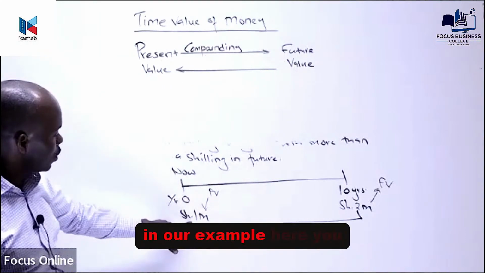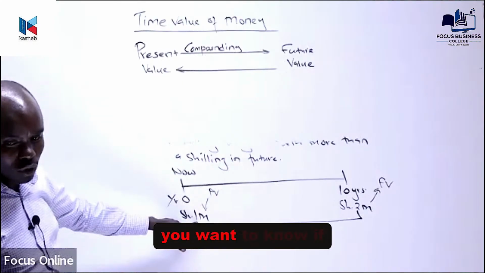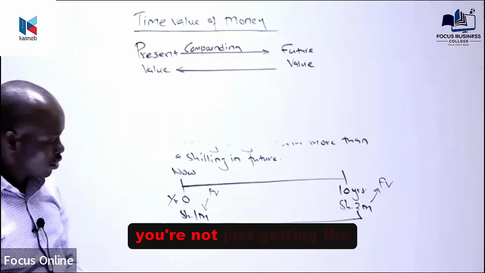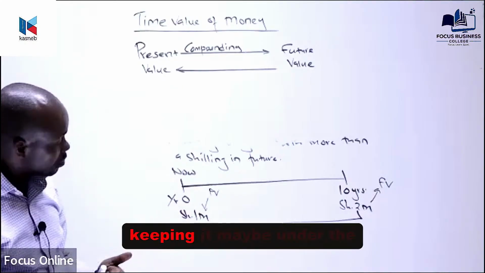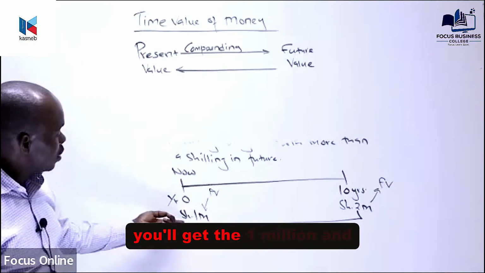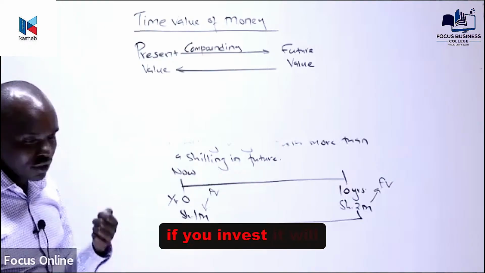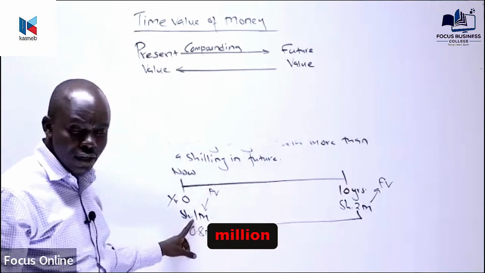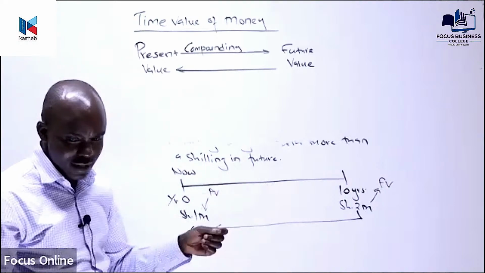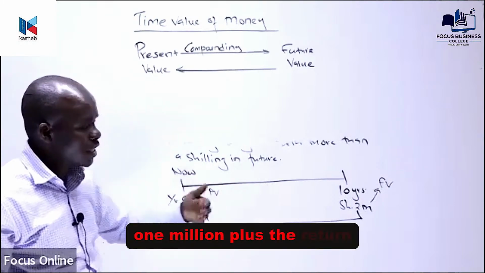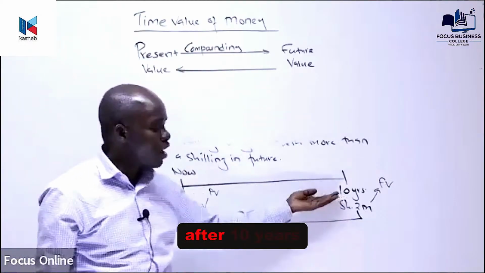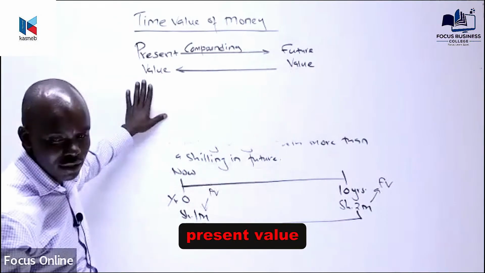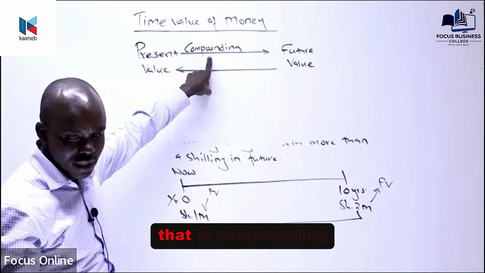For example, in our example here, you have been given 1 million. You want to know, if I get this 1 million today, I'm going to invest. Remember, you're not just getting the 1 million and keeping it maybe under the bed. No, you'll get the 1 million and invest somewhere. If you invest, it will earn a return. So after 10 years, you will not just have 1 million, but you'll have 1 million plus a return. So we want to know this 1 million plus the return that you're going to earn, how much will it be after 10 years? That is determining the future value from a present value. And that is what we call compounding.